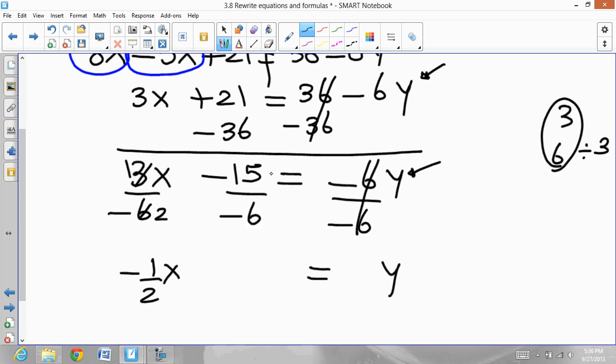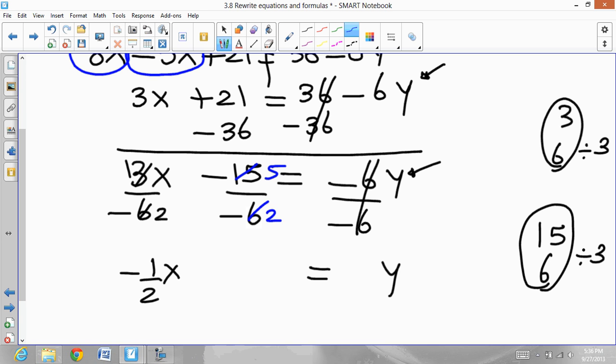Now let's focus on the second fraction. You got 15 and 6. They look friendly enough, they both can be divided by 3. So 15 divided by 3 gives you a 5 and 6 divided by 3 gives you just a 2. And now negative and negative, two negatives become a positive. So now you have positive 5 over 2 equals y.